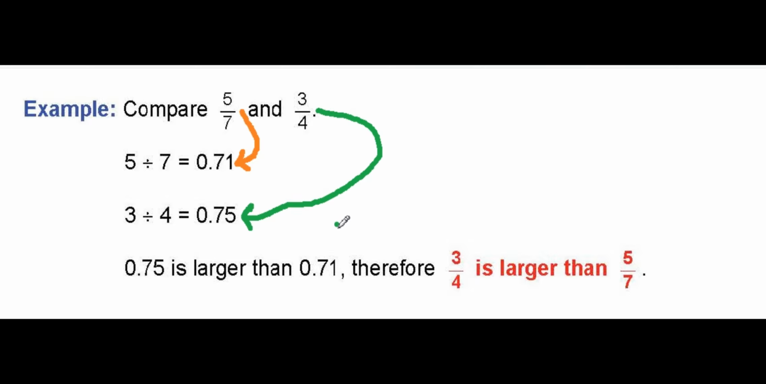Now we compare the results. 0.75 is larger than 0.71. Therefore, 3/4 is larger than 5/7. 0.75 is larger than 0.71. Therefore, 3/4 is larger than 5/7.